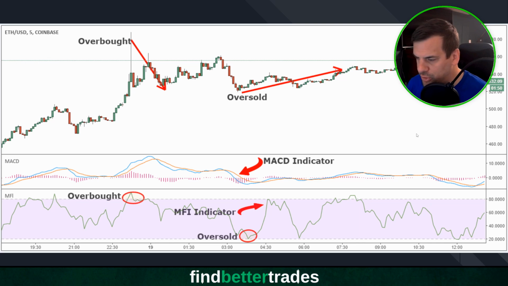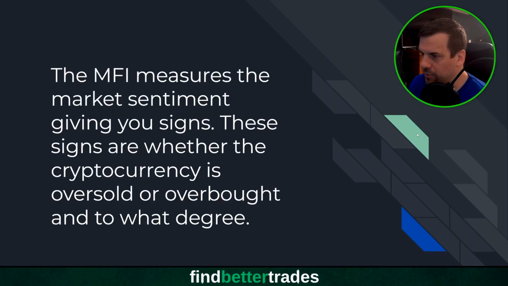I just wanted to talk about those tools, because these are the two tools that we'll be using for the strategy. The MFI measures the market sentiment, giving you signs.